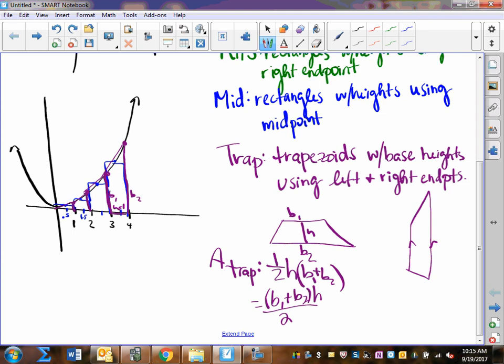So those are the 4 different graphs that you're doing. The left-hand sums on one graph with all your work. The right-hand sums on another graph with all the work. Midpoint sums on another graph with all your work, and trapezoidal sums on the graph with all your work.